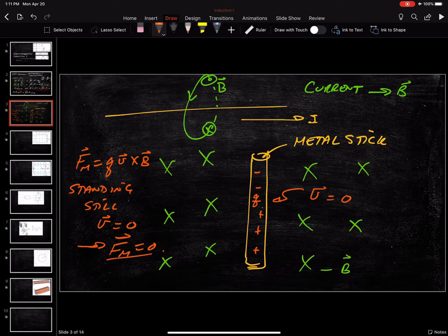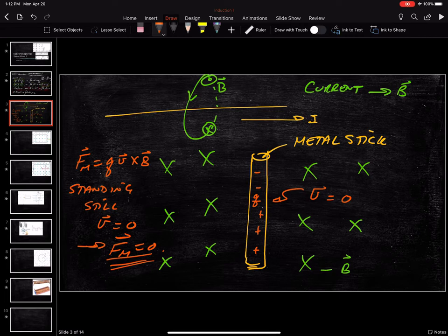Now, that gives an obvious question. What if we start it moving? What if we move it? Well, suppose you move this stick in the direction of the magnetic field, into or out of the page. If that's the case, there's still no magnetic force. Why? Because in that case, V cross B is 0.